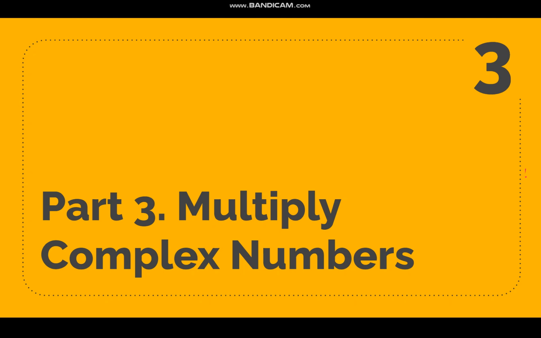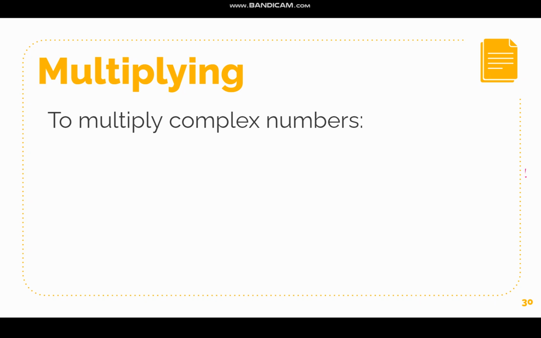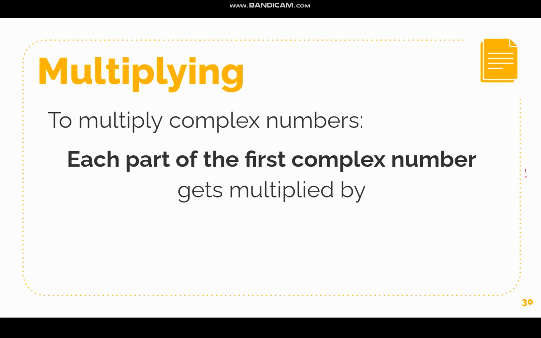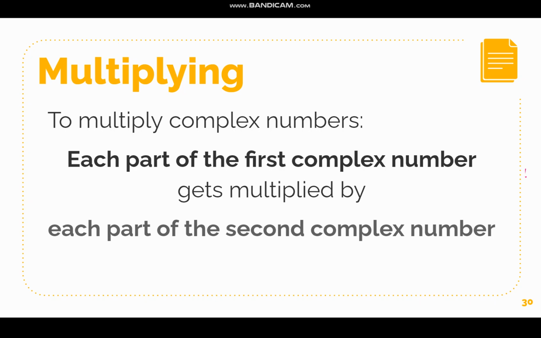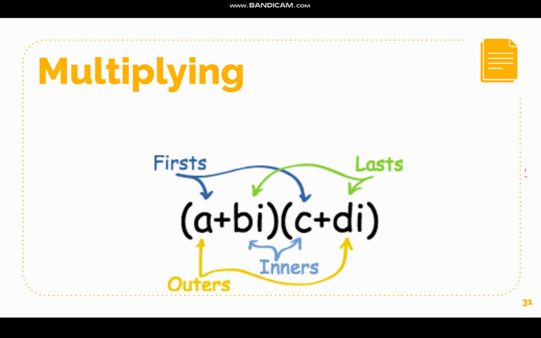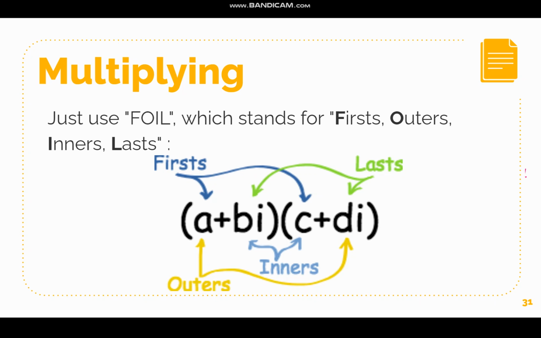Part 3. Part 3 is about multiplying complex numbers. To multiply complex numbers, you are going to multiply each part of the first complex number to each part of the second complex number. Let me show you. It's basically the same as multiplying binomials. You're going to use FOIL, or you can use the box method if you prefer. And if you can think of it as distributive property, that's also something that you can do.